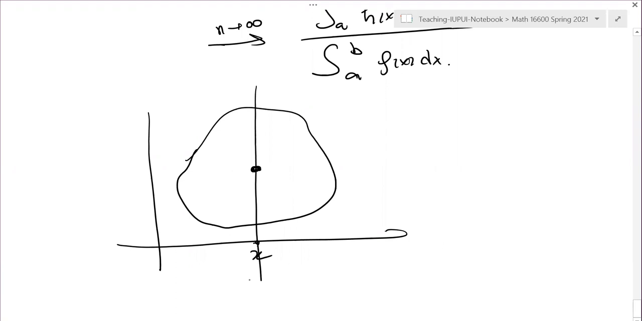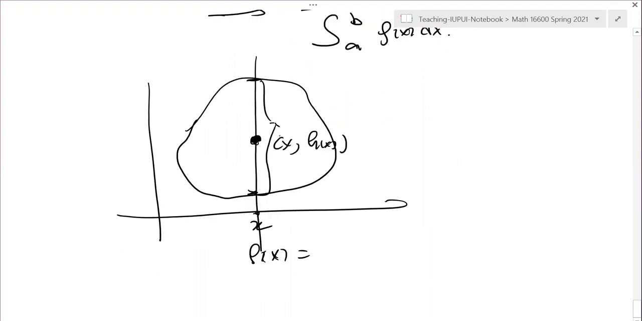This is the middle point, and rho of x is going to be the length, okay? That's called the length, right? So this is the length, and that point is a middle point on this line segment. So here, this middle point will be like x, h of x, okay? The middle point. And rho of x is going to be the length. Yeah, so on this picture, this is going to be the length.